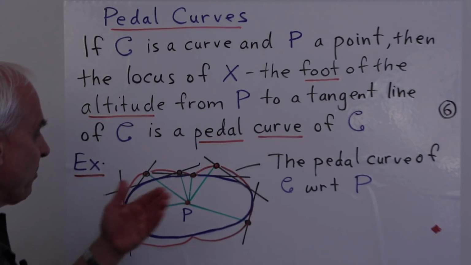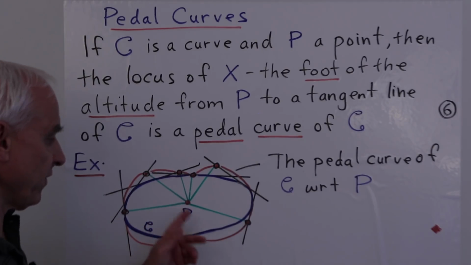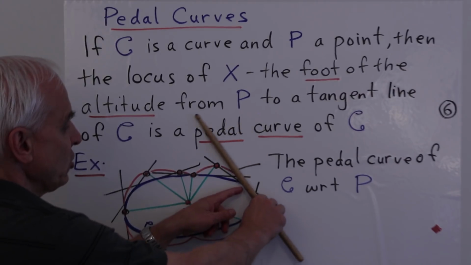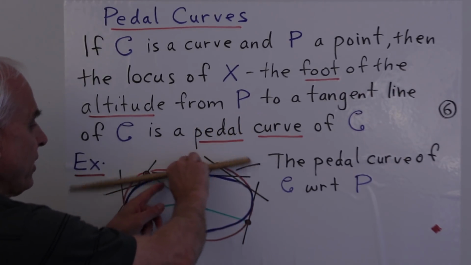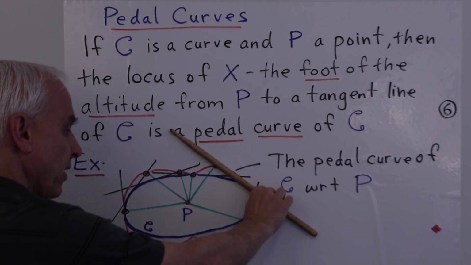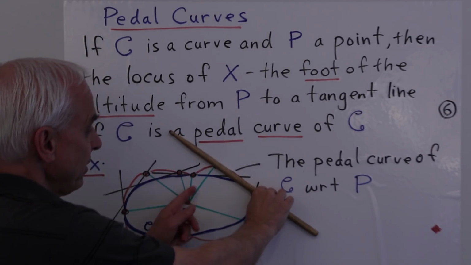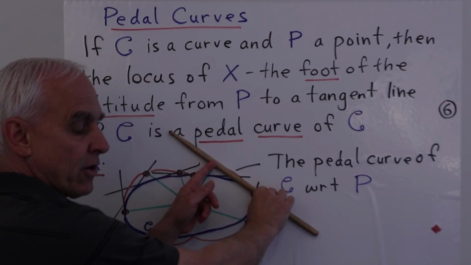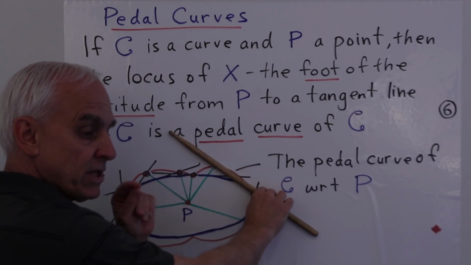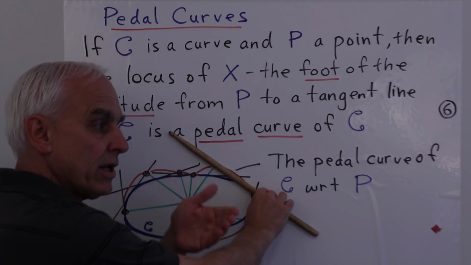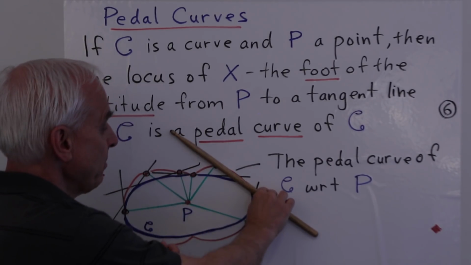So to get the pedal curve for this curve and this point, what we do is we consider variable tangents to the curve. Okay? So if we take one of those tangents, say this one here, then we consider the foot of the altitude from P to this tangent. And crucially, that involves the notion of perpendicularity. So that's a notion that only makes sense in our Euclidean story after we've introduced metrical structure.